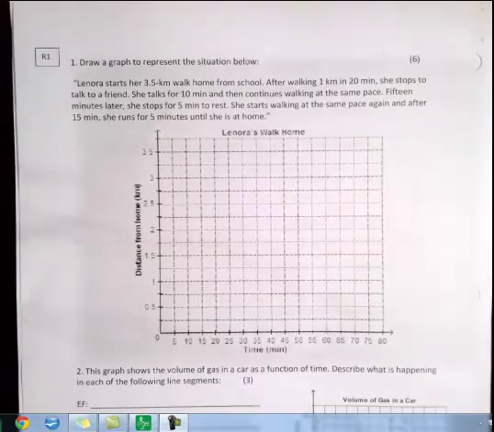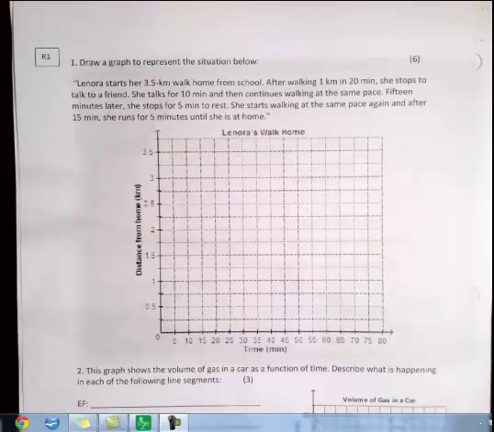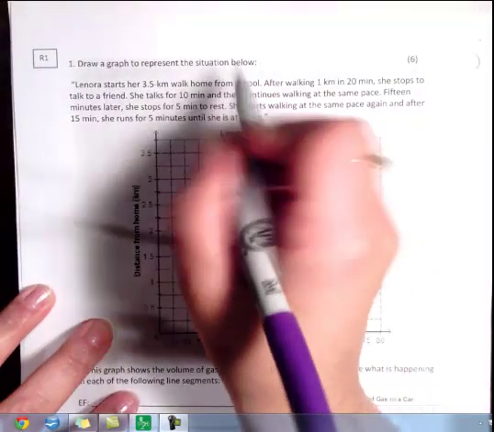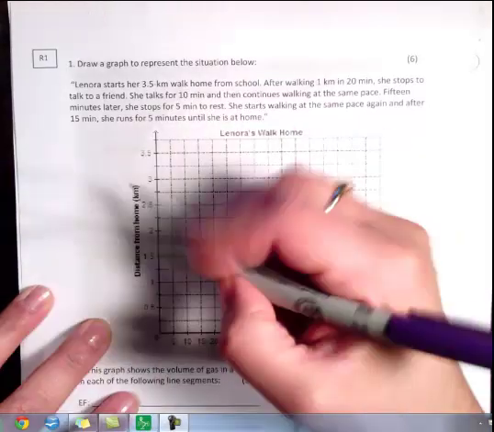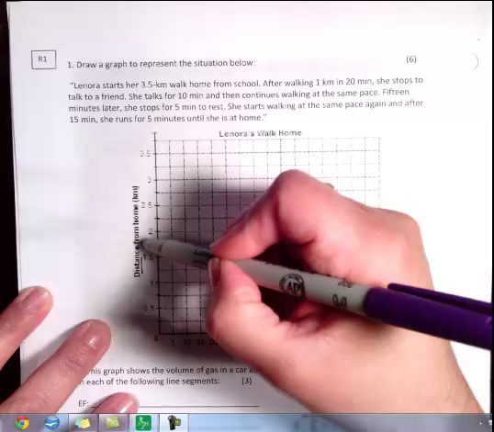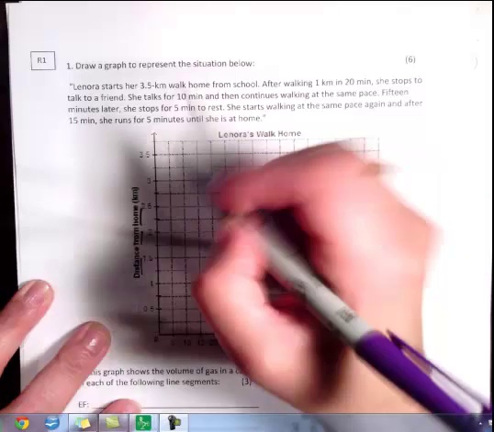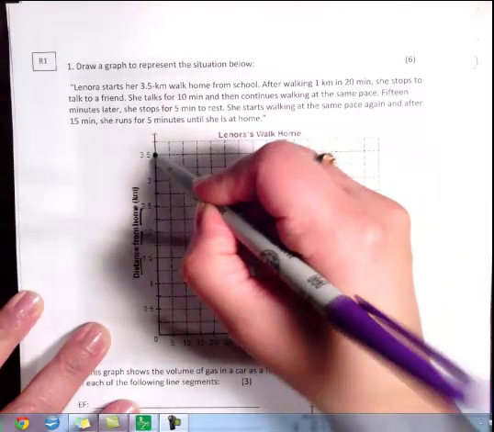Okay. So our first question is about Lenore. She's going to go for a walk, and let's see where she ends up. The first thing it says is that Lenore starts her 3.5 kilometer walk home from school. So she is going towards her house. And if you notice right here, this says distance from home. So if she's 3.5 kilometers away from home right now, that means that she starts right there.